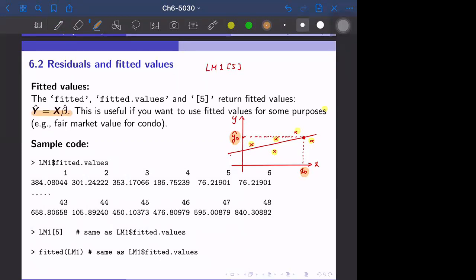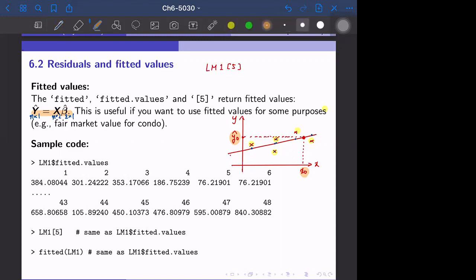So y hat is just all the predicted values. If we use all the existing observations, for each observation we calculate the y hat. For this observation here, this one, this one, this one. So if x is the design matrix or model matrix, then this is n by 2, beta hat is 2 by 1. So we get all the predicted values for y.